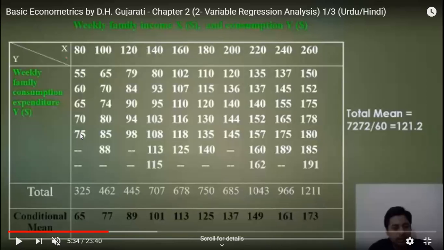What is the probability that that family spends 75? 1/5. That means they are equally likely. Equally likely means with the same probability. The event can happen with the same probability. They are called equally likely.